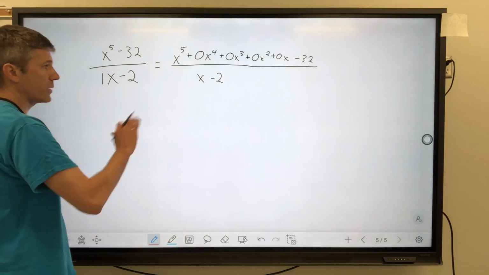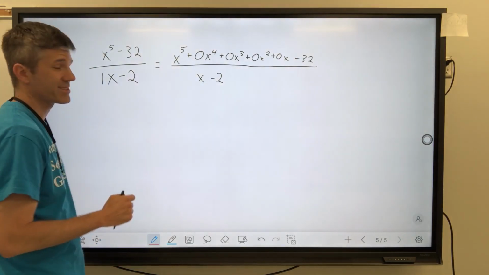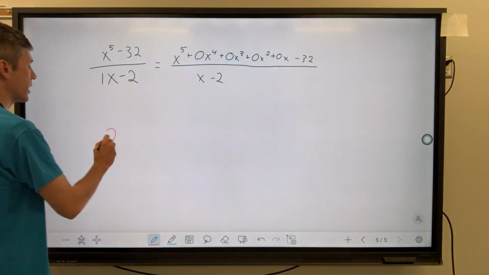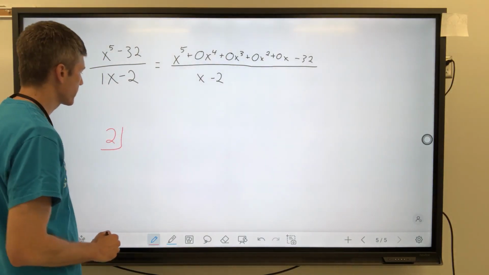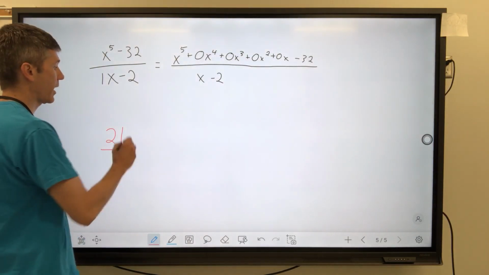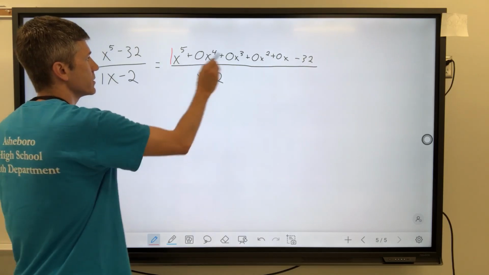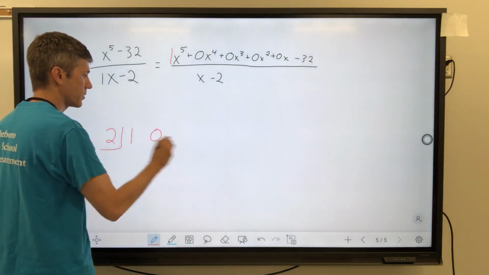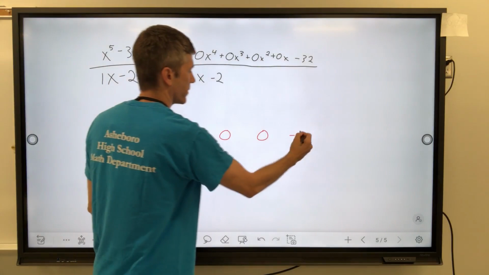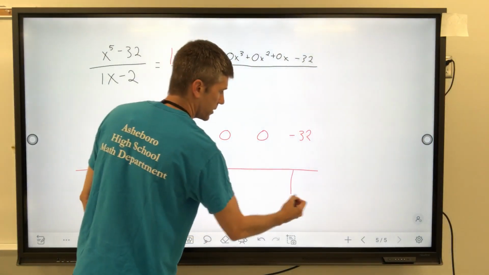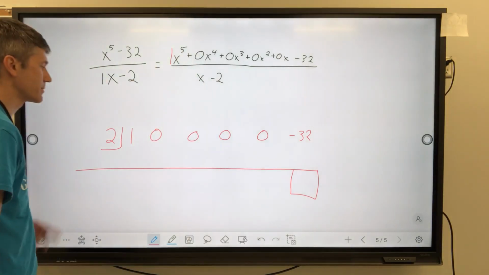Okay, when we divide, we're going to take our divisor and change the sign of that constant term. So if x minus 2 equaled 0, x would equal positive 2. All right, so we have positive 2. And then we're going to have 1 x to the 5th, there's your 1 right there, 0, 0, 0, 0, negative 32. Here's your remainder right there. Wonder what that remainder is going to be. I'm not telling.